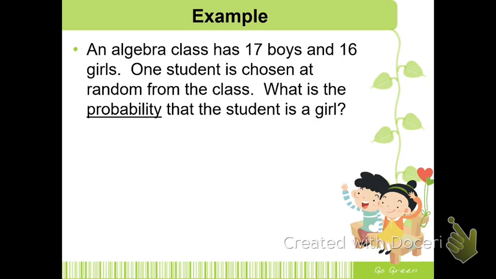Here's another example. An algebra class has 17 boys and 16 girls. One student is chosen at random from the class. What's the probability that the student is a girl? So your denominator is the total number of outcomes. In this case, there's 17 boys and 16 girls, which is 33 students total. And then your numerator is your favorable outcomes, which in this case is choosing a girl, and there are 16 girls. So the probability of drawing a girl from this class would be 16 out of 33.